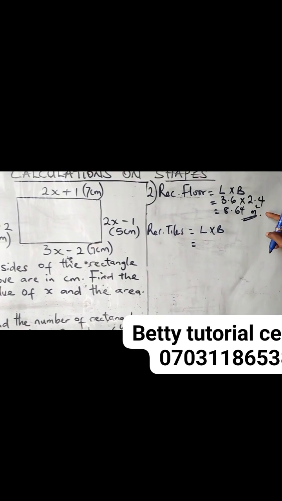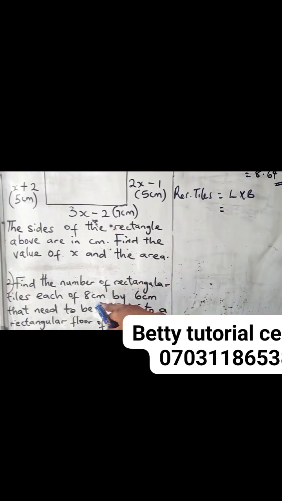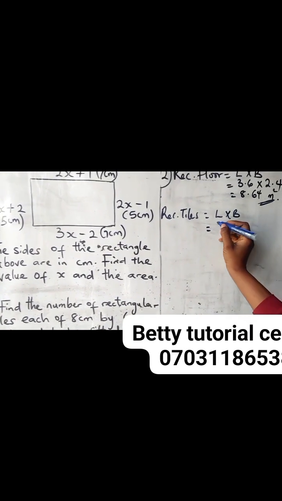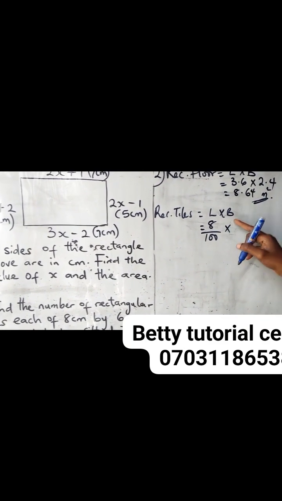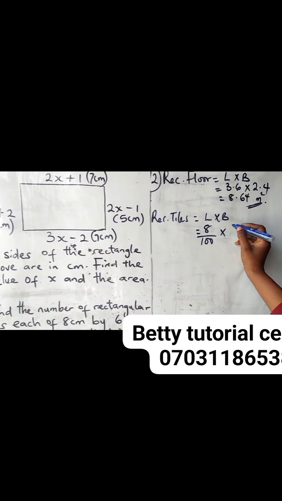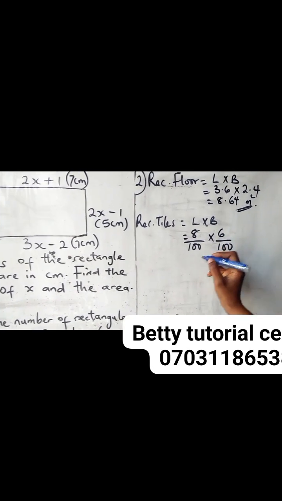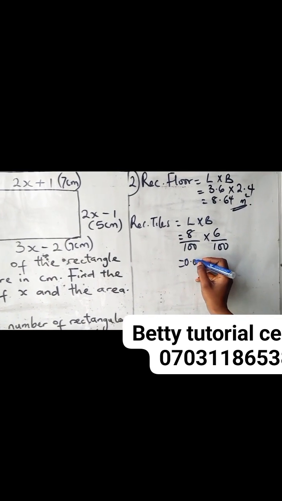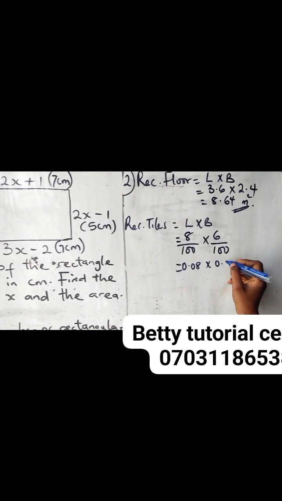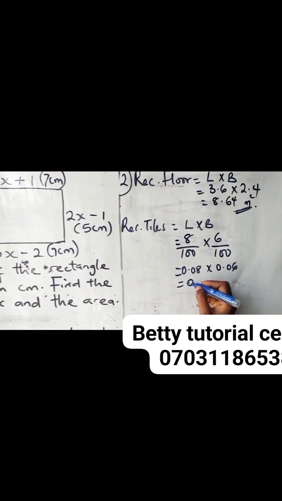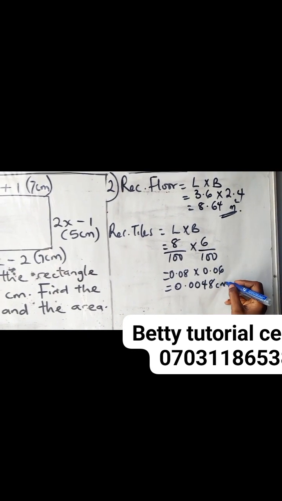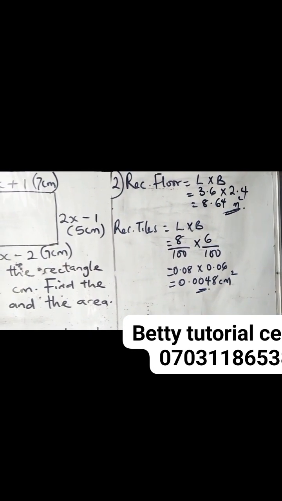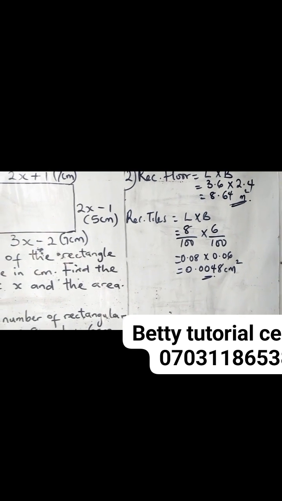But here we are already dealing with meter, so we need to convert 8 centimeter here to meter, which is 8 all over 100, multiplied by our breadth, 6 centimeter, so 6 also all over 100. And here we have 0.08 multiplied by 0.06, which is 0.0048 meter square.